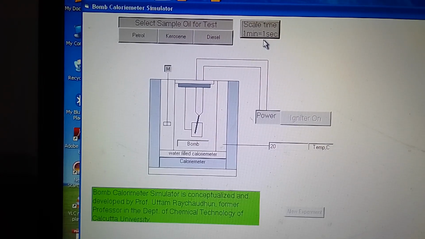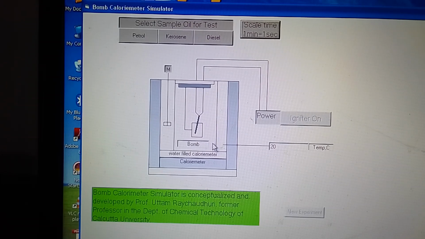So before that I should say that the bomb is a small pressure vessel, which is not exactly cylindrical. It is somewhat spherical, hemispherical, and different shapes are available. Usually it looks like a bomb, that is why it is called a bomb, and within it an igniter is placed, electrically connected, and there is a cellulose wire or rope placed in contact with the fuel sample taken in this cup.